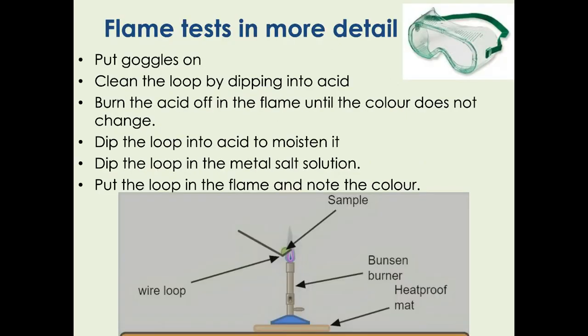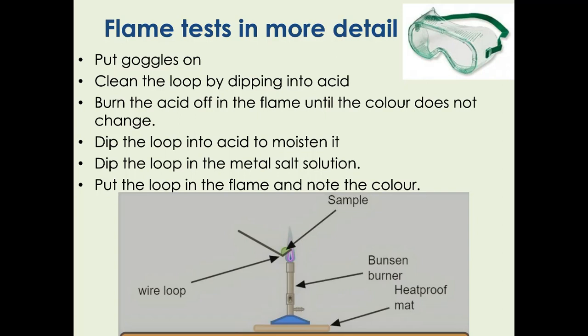Right, so test 2, the flame test, in more detail. This is quite often asked as an exam question to write the method for, so you need to learn this method. The first thing you do is put your goggles on. We're going to use a wire loop for this, just a piece of wire that's bent into a loop. Because this test is very sensitive, so it reacts to very small amounts of sample, we need to clean it first by dipping the loop into acid.